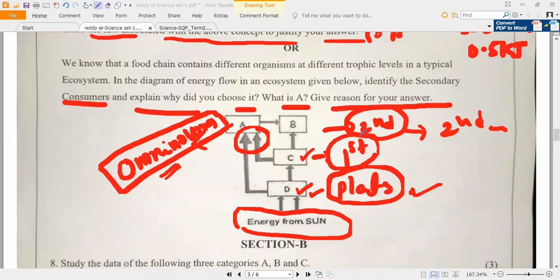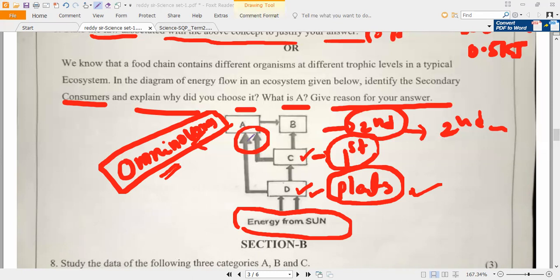So everything will be eaten by the top carnivore, every animal. That is why I am saying B is the secondary consumer, or else we can say a top carnivore which can eat everything. That is why B can eat C as well as A. And A can eat both C and D, means D it is eating, so plants it is eating. C it is eating, means it is eating the herbivorous animals.